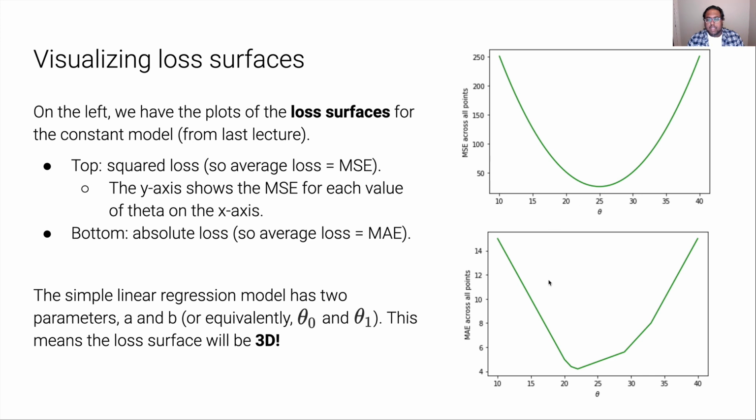On the bottom, we have an equivalent plot, but when we were using absolute loss as our loss function, so our plot was of mean absolute error. And this told us that theta being 22 here minimizes mean absolute error.